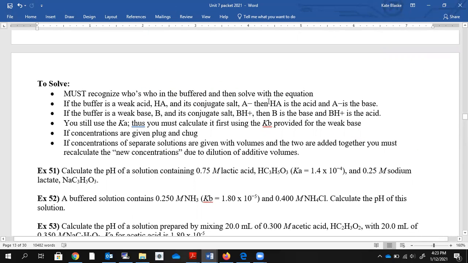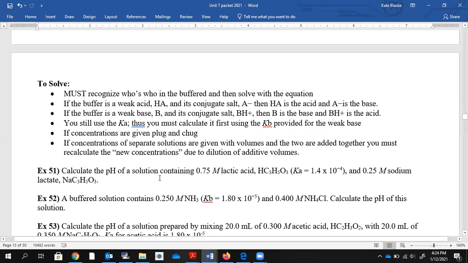In order to do this math, we need to think about what is in this buffer system, whether we're dealing with a weak acid or a weak base, and what its conjugate is. Sometimes we might have to do some math to be able to find the molarities, especially if we're talking about what volumes we're adding together. We might have to do some molarity calculations there. But in general, we are going to set these up very similarly to everything else that we've been doing.